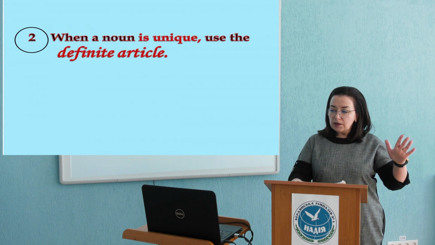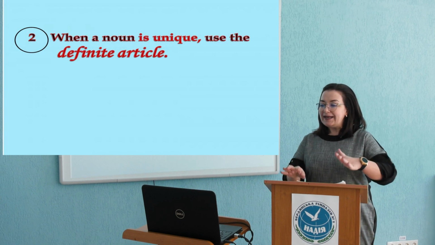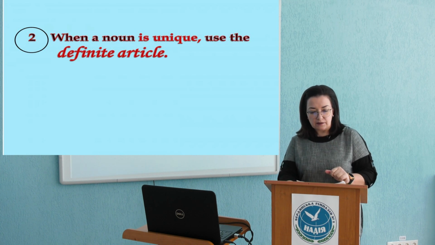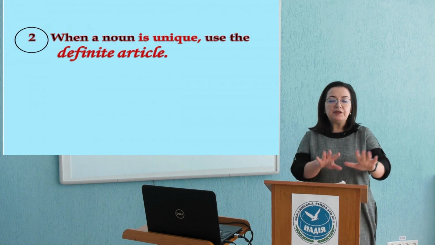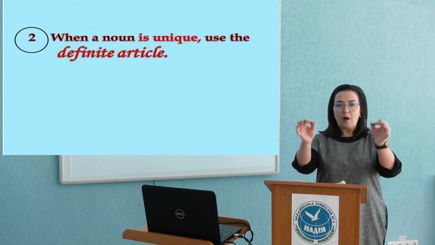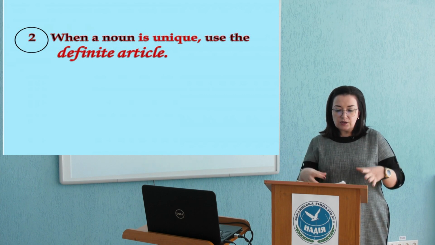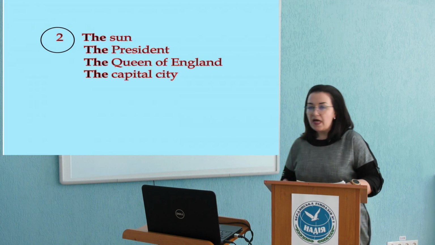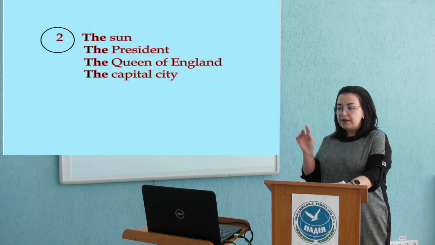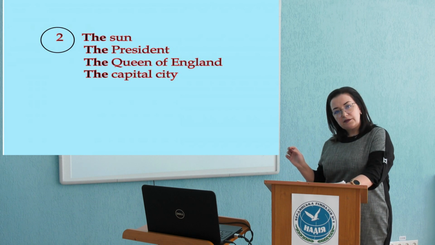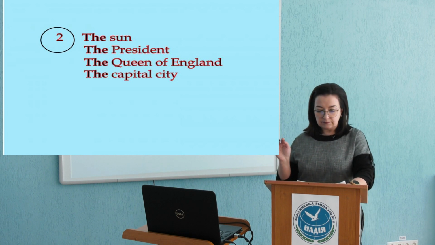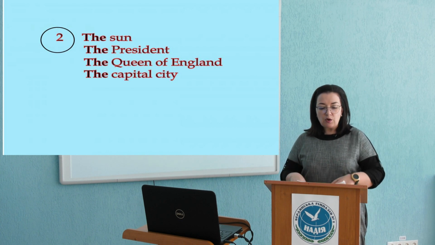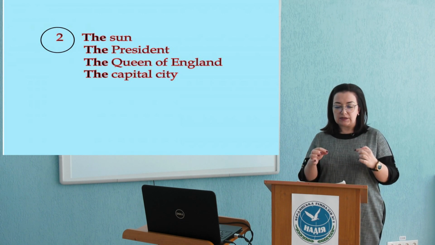The second rule explains when a noun is unique, you should use the definite article the. When something is unique, it means that there is only one of that thing. So that's when we use the definite article. For example, look, the sun, the president, the Queen of England, the capital city. All these examples are examples of this rule. There is only one of these nouns.